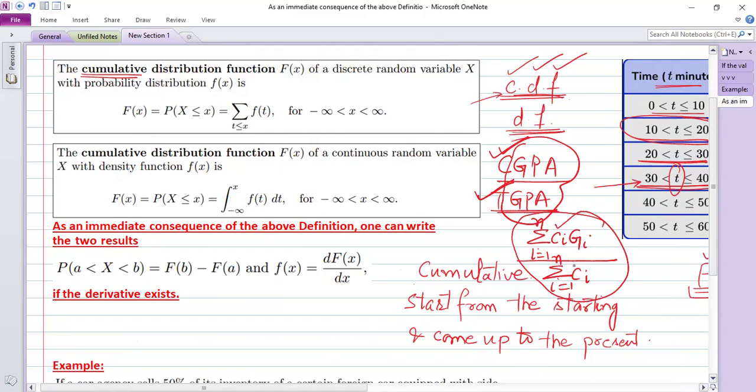Where CI is the total credit of the ith course, and GI is the grade obtained by the student in the ith course. Now these grades are further converted into numbers.